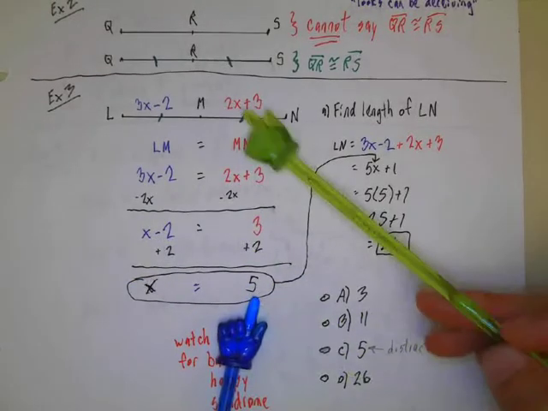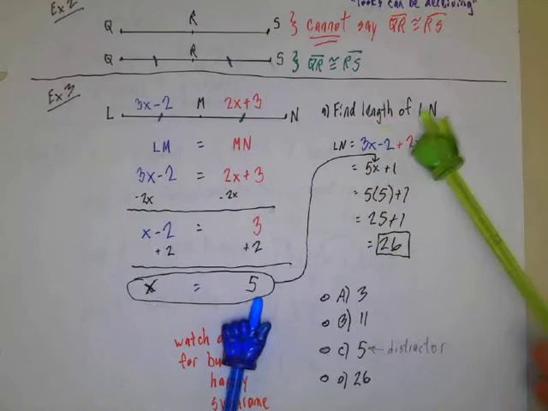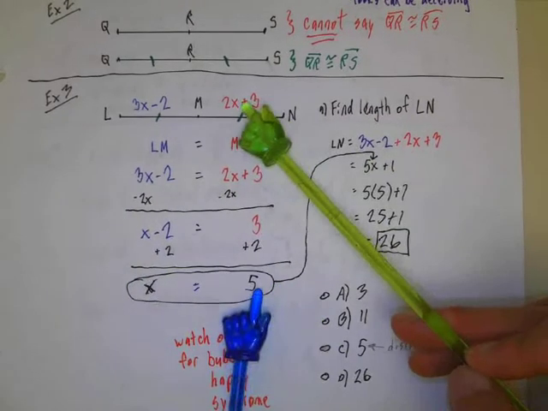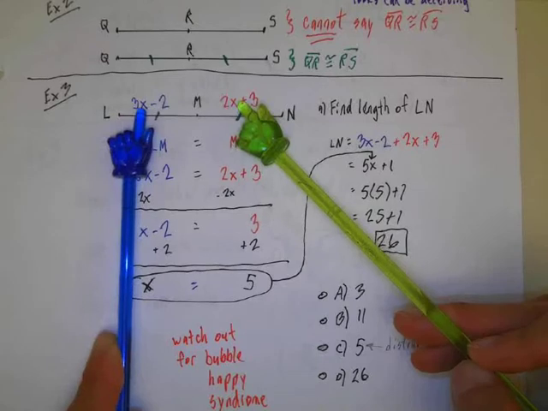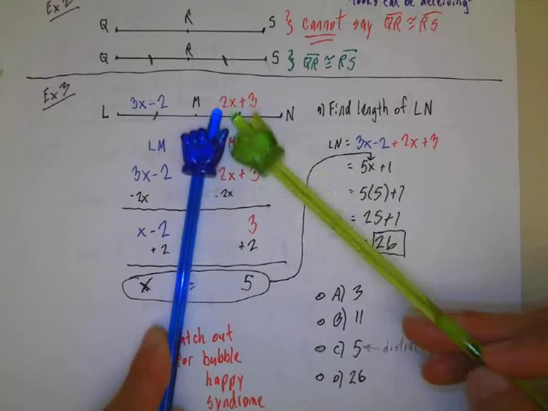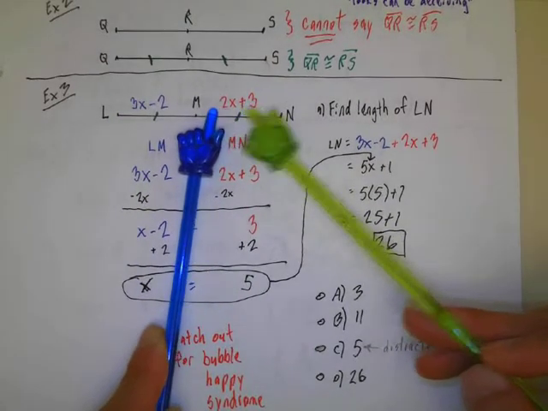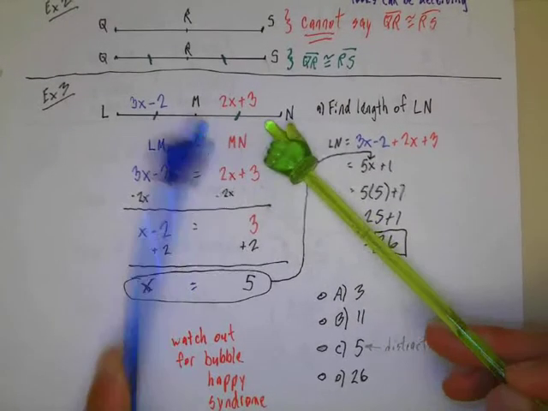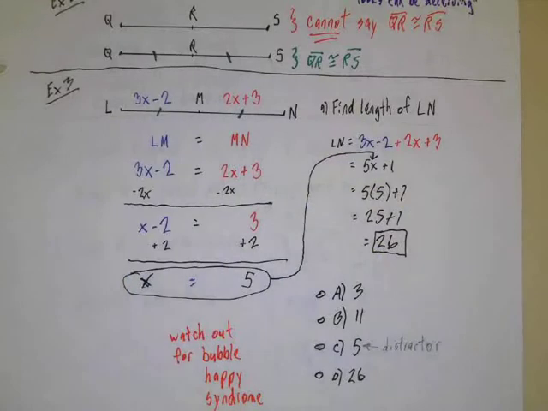We get what the variable is, but we have to answer the question. They're asking for the entire length. So lots of times you may have to plug in. If x is 5, then this segment is 2 times 5 plus 3, which is 10 plus 3, which is 13. Which means the entire length is 26. So that's the midpoint.